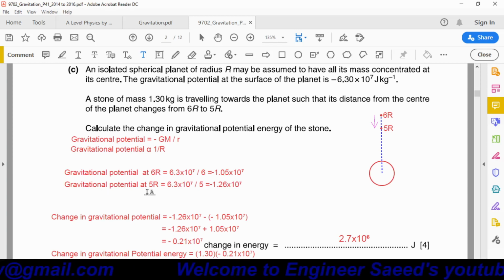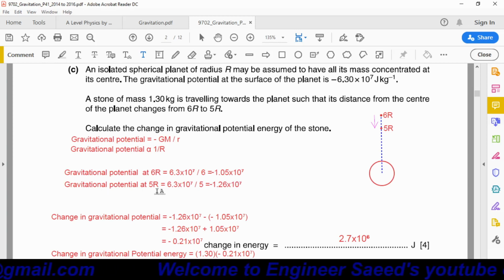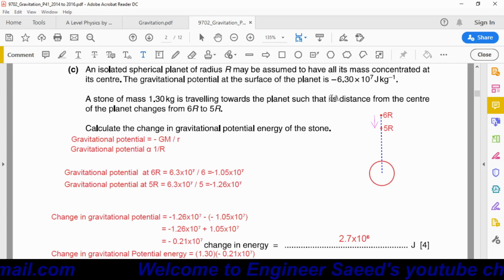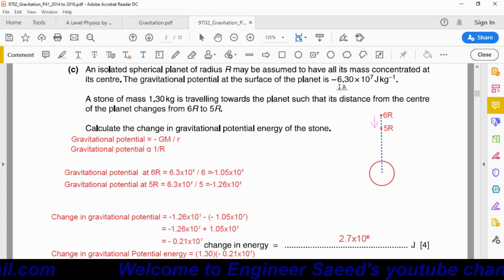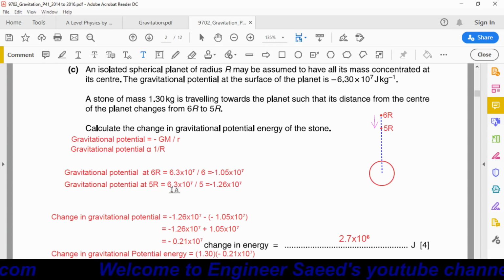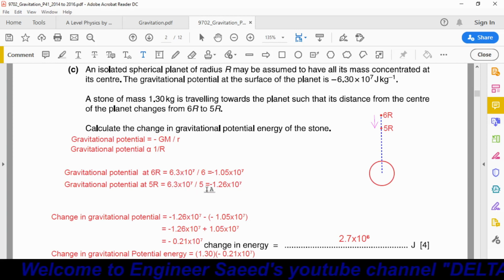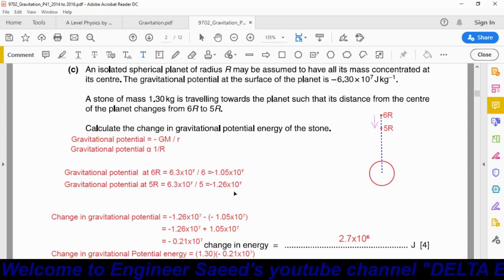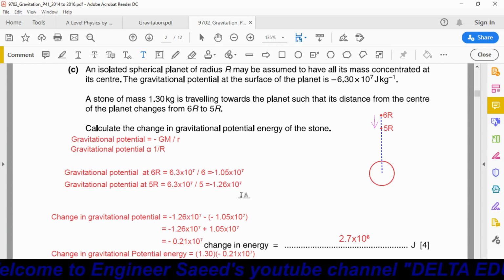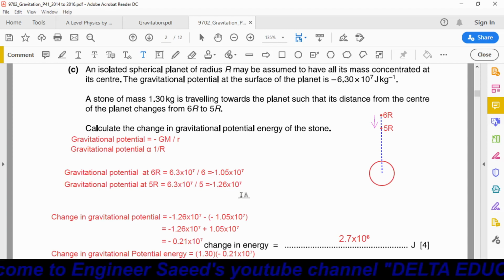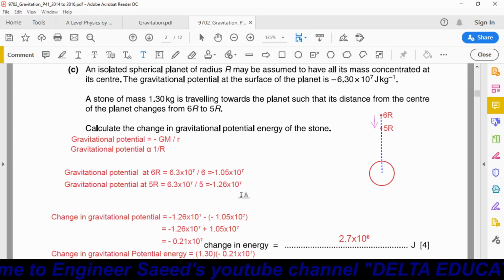Then we have to calculate gravitational potential at 5r. At 5r, this gravitational potential is minus 6.3. It is minus 6.3, not plus. So minus 6.3 into 10 power 7 divided by 5, we will get the answer minus 1.26 into 10 power 7. Now we have to calculate the change in the gravitational potential.